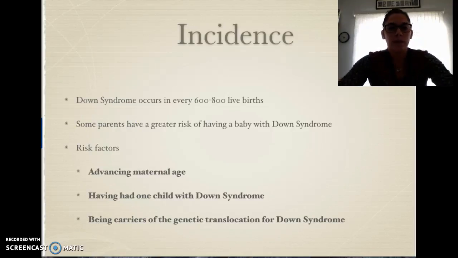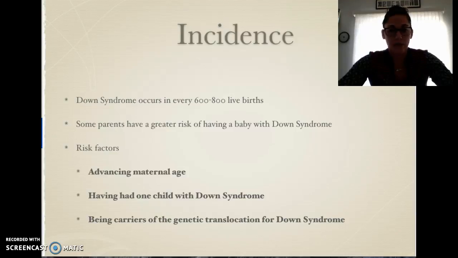Incidence. Down syndrome occurs in every 600 to 800 live births. Some parents have a greater risk of having a baby with Down syndrome. Some of those risk factors: one is advancing maternal age. Women's chances of giving birth to a child with Down syndrome increase with age because the older the eggs, the more likely that there will be chromosomal abnormalities.